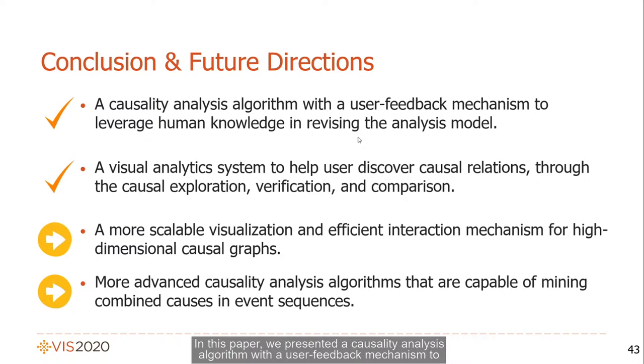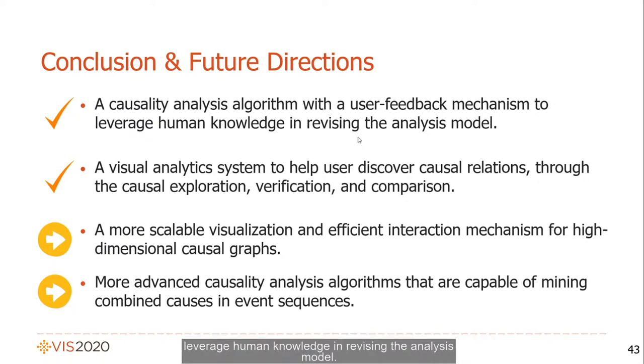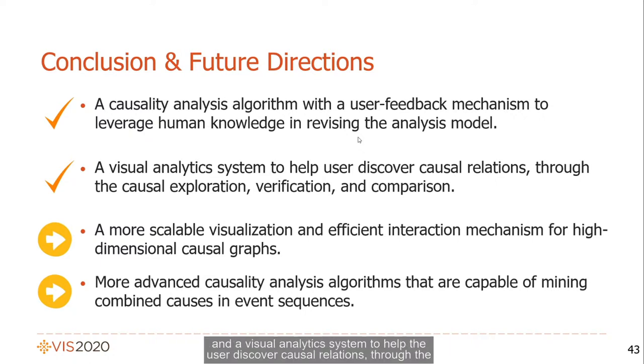In this paper, we presented a causality analysis algorithm with a user feedback mechanism to leverage human knowledge in revising the analysis model, and a visual analytic system to help a user discover causal relations through the causal exploration, verification, and comparison. In the future, a more scalable visualization and efficient interaction mechanism for high-dimensional causal graphs are required. Also, we still need to explore more advanced causal analysis algorithms that are capable of mining combined causes in event sequences.